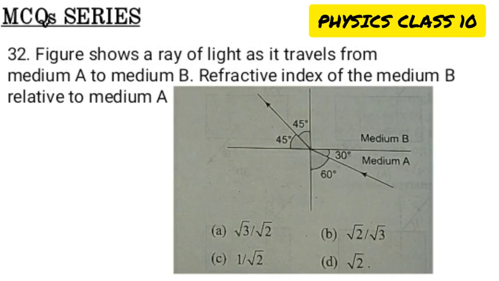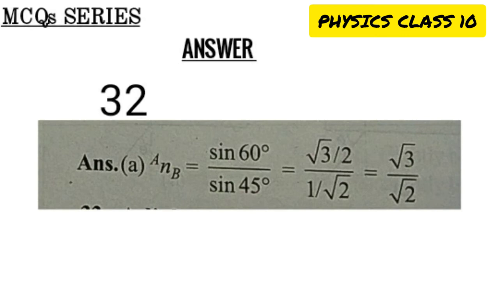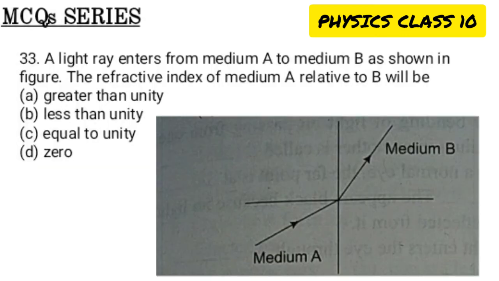Now question 32. The figure shows a ray of light as it travels from medium A to medium B. Find the refractive index of medium B relative to medium A. Now choose the option. And for this, option A was correct. And here is the simple numerical.